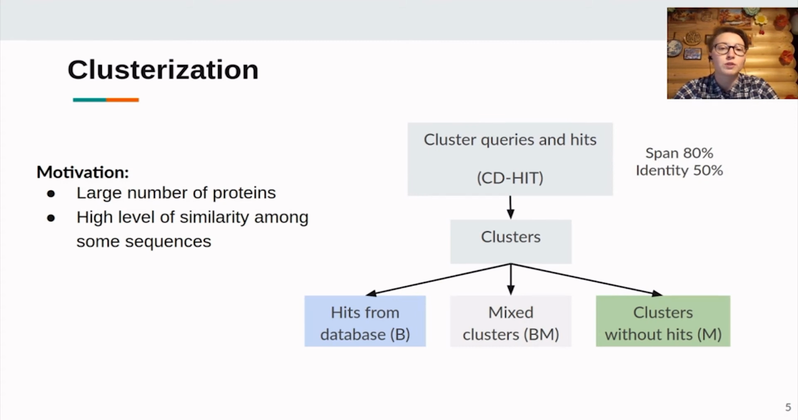A large number of proteins and a high level of similarity among some sequences requires a clusterization step to reduce the amount of data for phylogenetic analysis. For this reason, we used CD-HIT with cutoff span 80% and identity 50%. We divided the resulting clusters into three groups: clusters which contain only database hits, marked blue; clusters which contain predicted proteins without database hits, marked green; and mixed clusters which contain both database hits and predicted proteins.